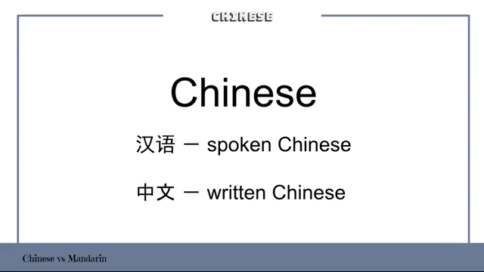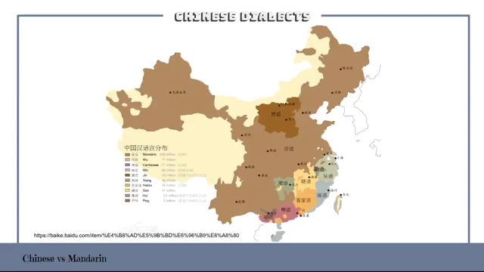The fact is, there are several different spoken Chinese in China, but the written form of Chinese is universal in China. So basically, people may speak differently, but they read the same way because the written language is the same. I hope it makes sense.